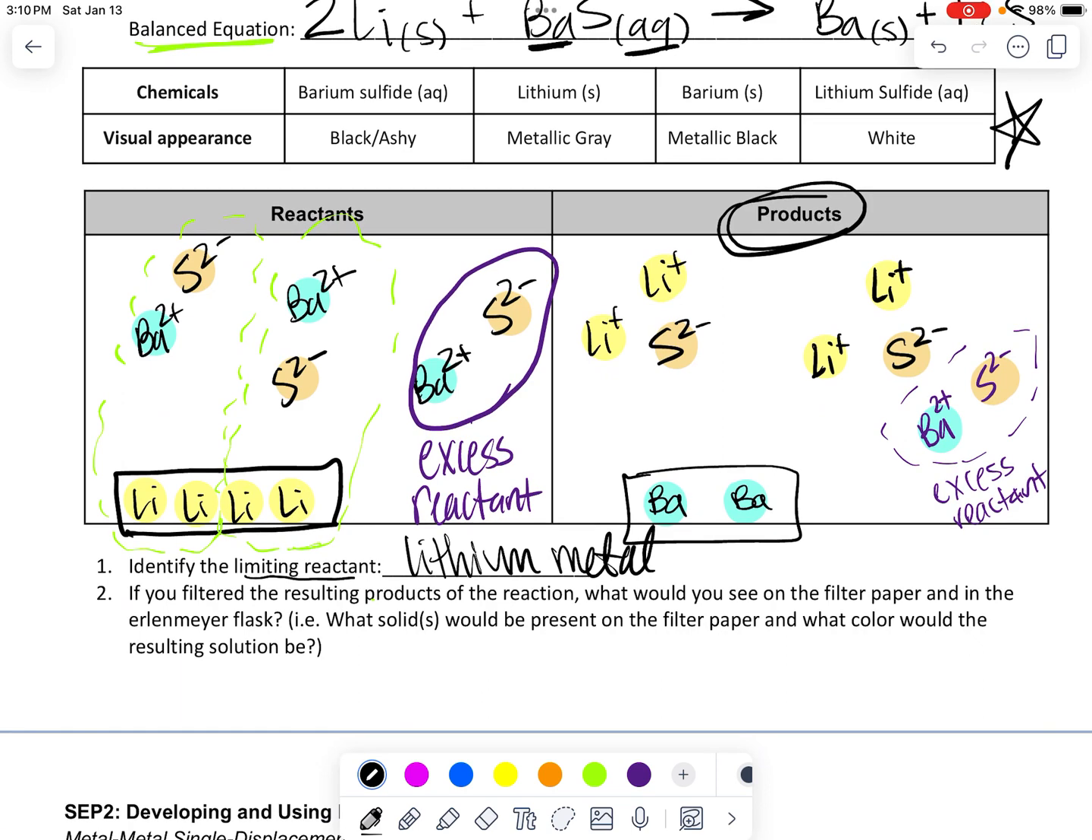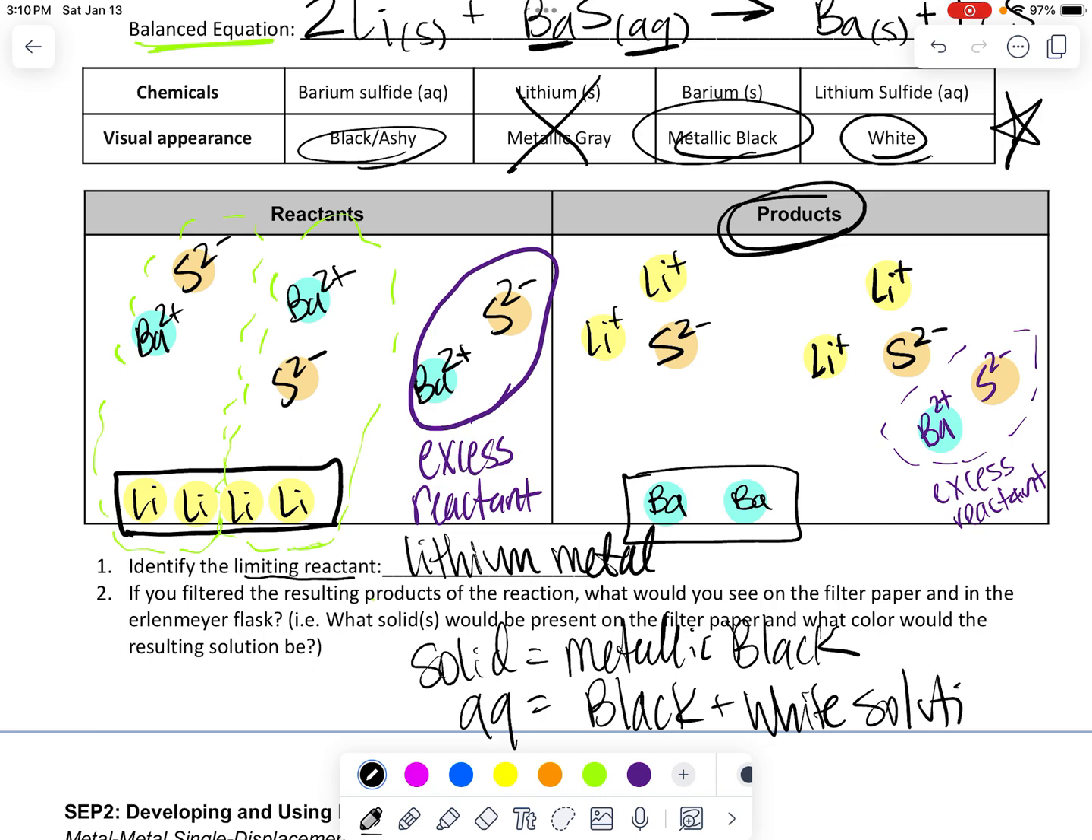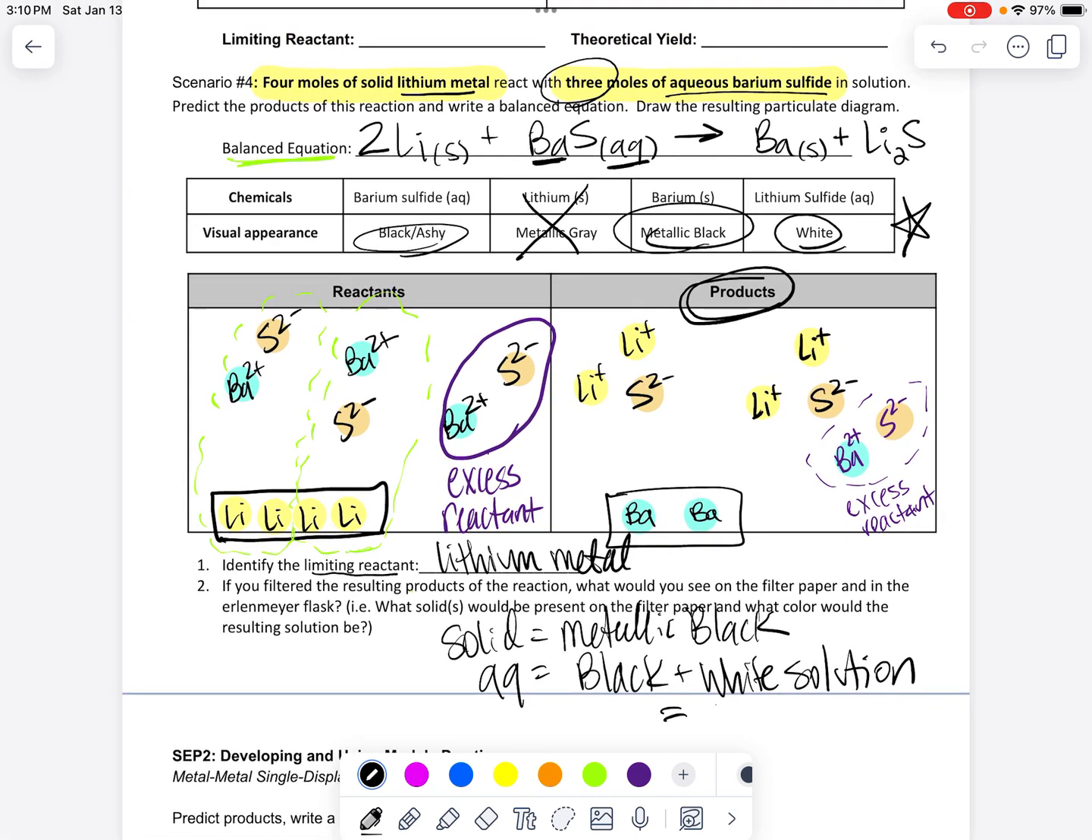So I have barium solid. That barium solid is metallic black. I'm sorry, I just circled the wrong thing. That barium solid is metallic black, so I would see that. I would not see this solid lithium, because it is completely consumed or used up in the reaction. And then for the aqueous solution, I'm going to see lithium sulfide aqueous and barium sulfide aqueous. So it's going to be a mix, black and white solution. You could even go on to say that the resulting color would be a gray solution. I would really accept either.